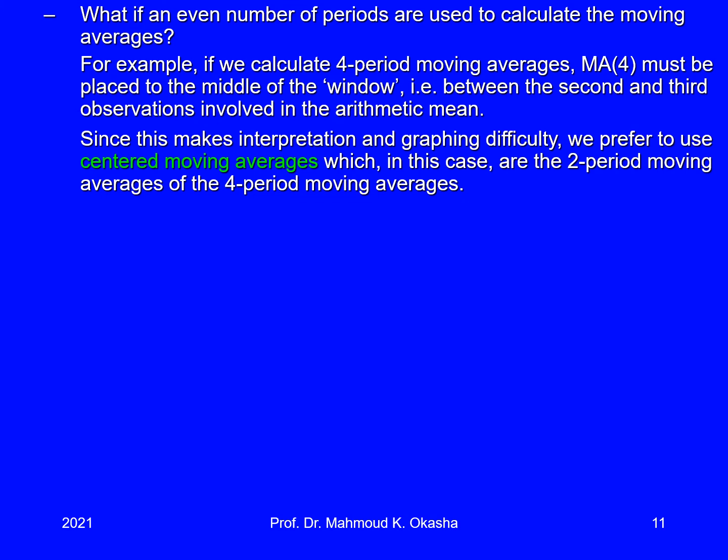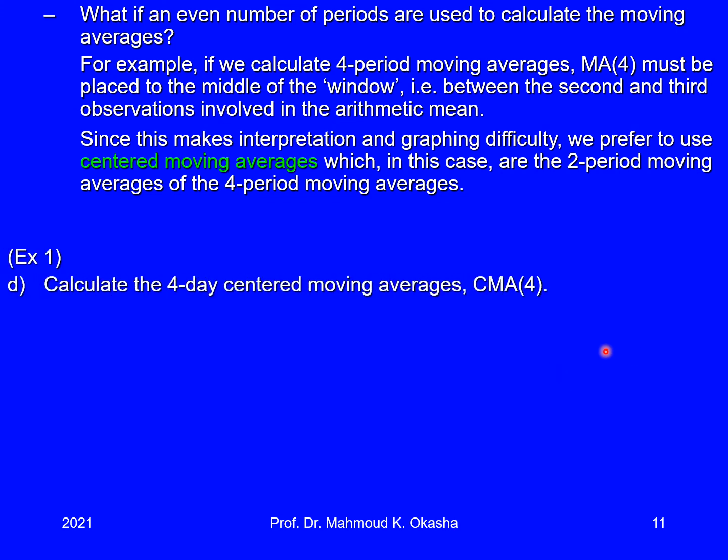So, what if we have an even number of periods? We have seen a 3 point moving average, that's odd, and a 5 point moving average, that's also odd. But what is the case if we have an even number like 4 or 6 or 8? What's the difference? The difference is we cannot put the figure in the middle.